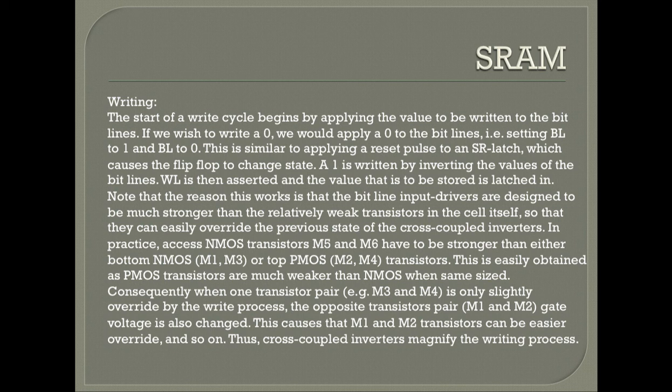A1 is written, to change the state. A1 is written inverting the values to the bit lines. WL is then asserted, and the value that is stored is latched in. The reason that this works is that the bit line input drivers are designed to be much stronger than the relatively weak transistors in the cell itself, so they can easily override the previous state of the cross-coupled inverters.